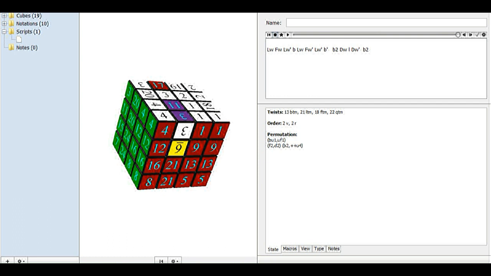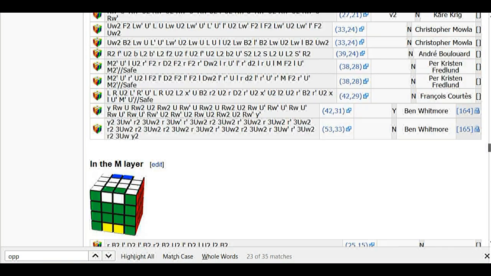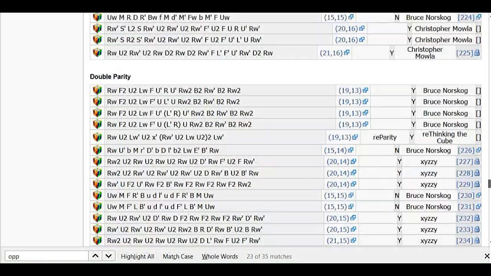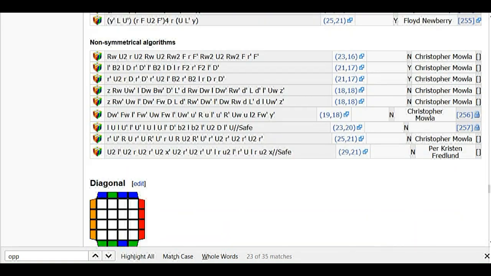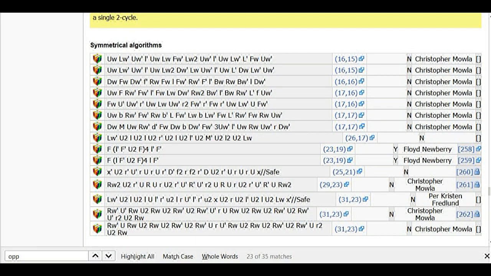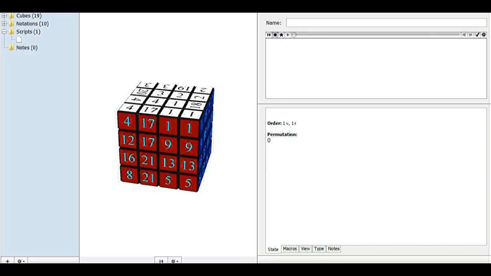But at the same time, if we go to the wiki, you can just see that the algorithms that I found from this computer search for the other two cycle cases, as I mentioned previously, I have 16s in the symmetrical, but then I also have some 16s in the non-symmetrical. So in a way, it's like, whoa, there's just some interesting things going on here. So in short, my search for this type of algorithm has finished.